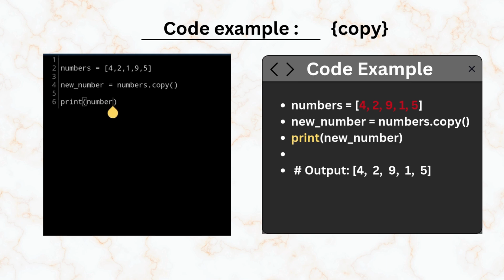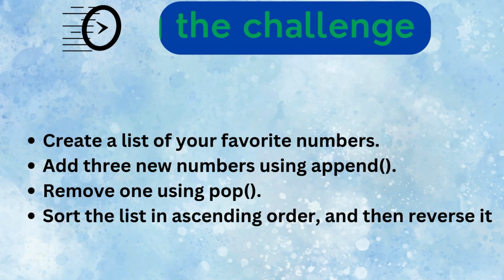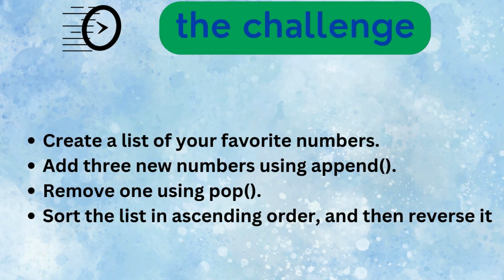Sorting and reversing are essential when you're dealing with data that needs to be ordered. Copying lists is also important when you want to manipulate a list without affecting the original. Let's put everything we've learned into practice.